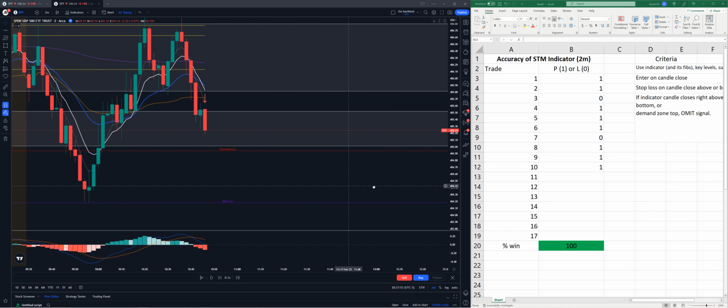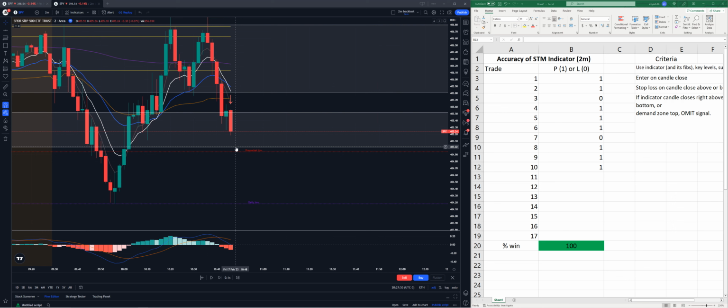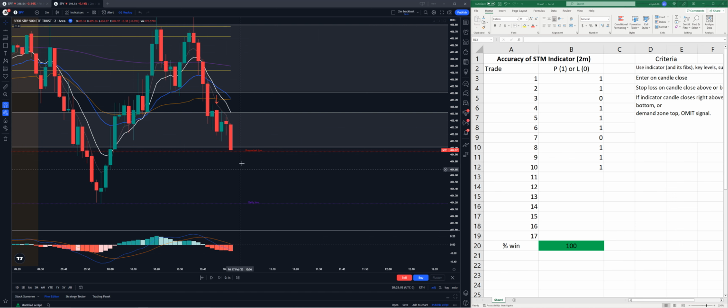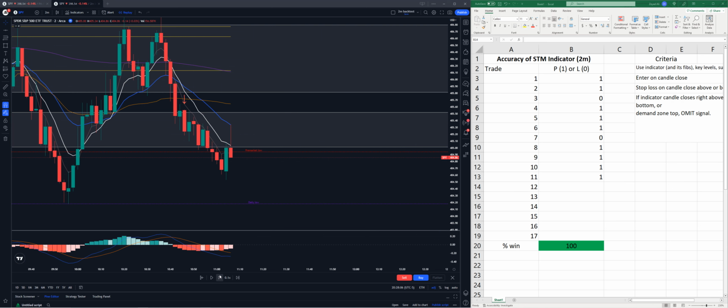Get the sell signal. Right away you can see what I want to do. I'm just going to take this to the bottom of this demand zone. Stop is going to be closed above the 21 EMA. There we go. We take our profit. Let's continue.